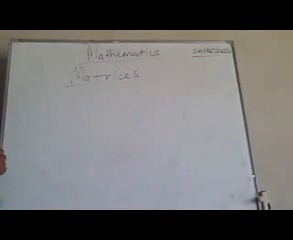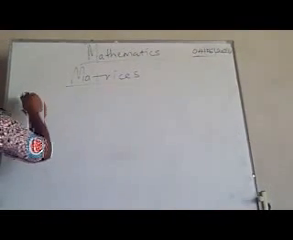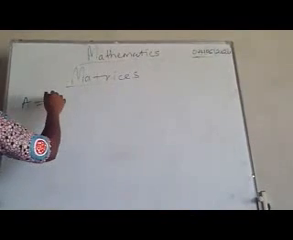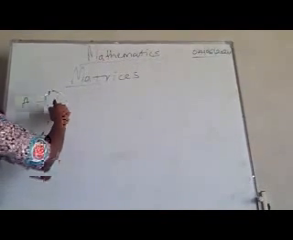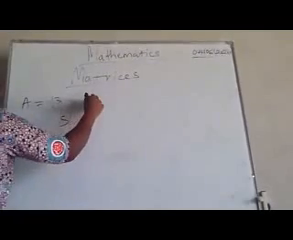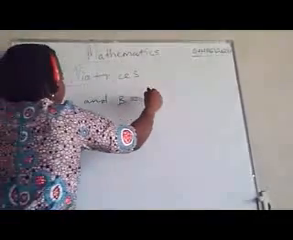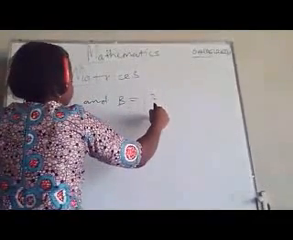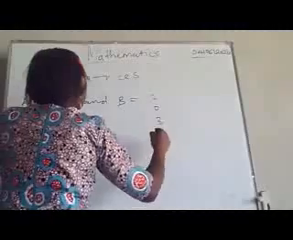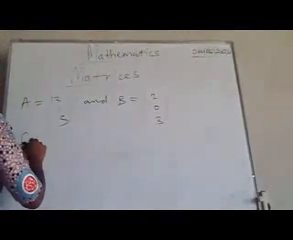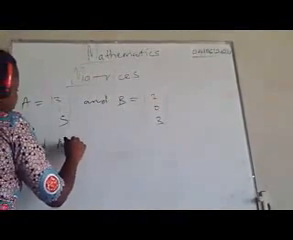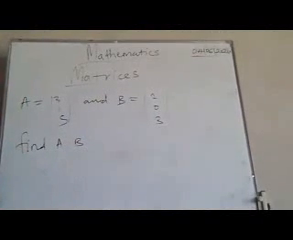If, for instance, you are given A to be 315 and B to be 203, find A dot B. A dot B simply means A times B, because a dot in mathematics is also multiplication.